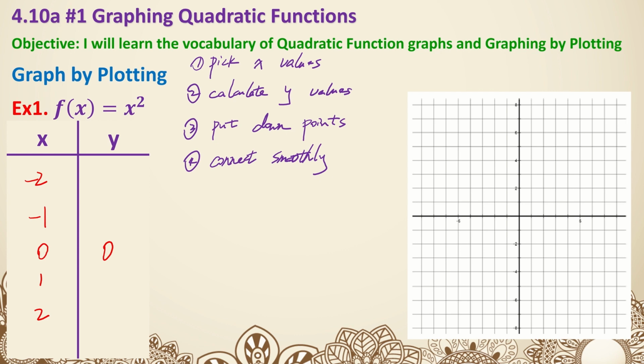When x is -1, we got -1 squared, which is actually a 1. When x is -2, we got -2 squared, which is a 4. And then 1 squared is just a 1, and 2 squared is a 4. So our points are -2, 4, -1, 1, 0, 0, 1, 1, and 2, 4. We are going to connect them smoothly on both sides. And that is our parabola. Okay, the left side seems to be a little bit off. Let me regraph that.